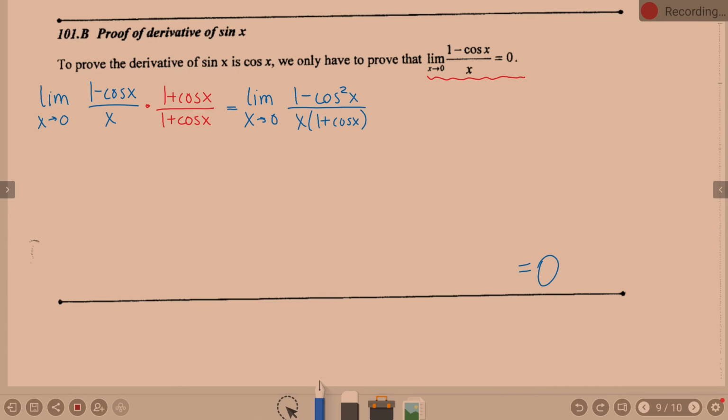Okay, so speaking of identities, that numerator is the Pythagorean identity, right? Sine squared plus cosine squared equals 1. So 1 minus cosine squared can be replaced with sine squared. So limit as x approaches 0 of sine squared x over x times 1 plus cosine x.